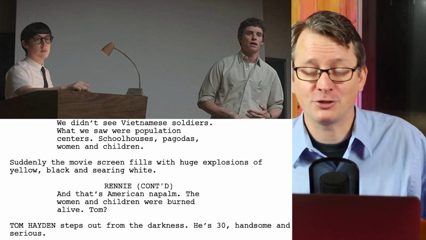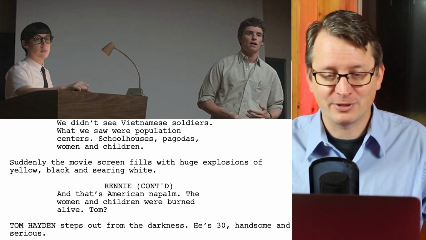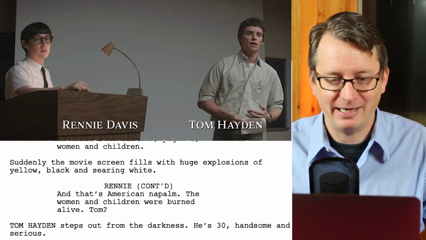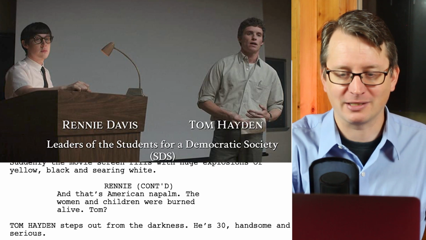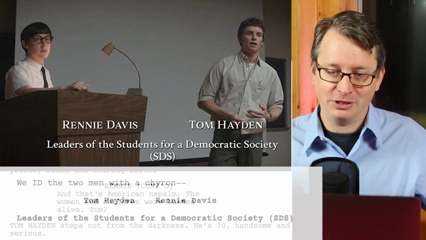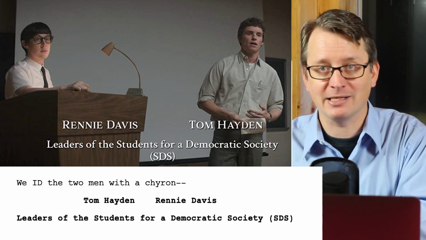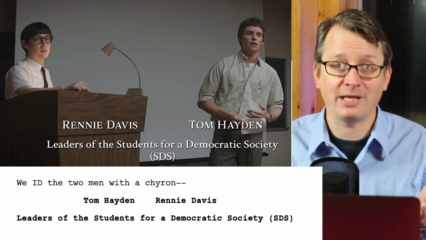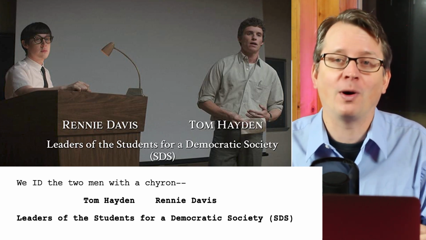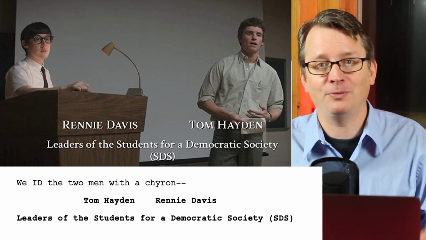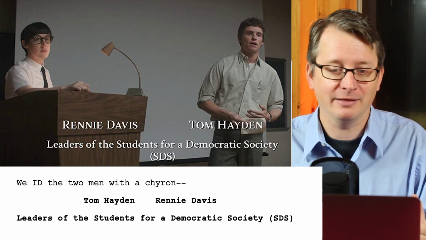I think this may be part of why Aaron Sorkin needed to go this route, because there's a lot of people to keep straight in this story. He was able to ID the two men with a chyron, Tom Hayden, Rennie Davis, leaders of the Students for a Democratic Society. So that does help, just flat out, plain as day, show to the readers and then show to the audience later who these people are. So that's an option too. You generally don't want to do that unless you really need to. I think Aaron Sorkin absolutely needed to, just because of the number of people in this movie.